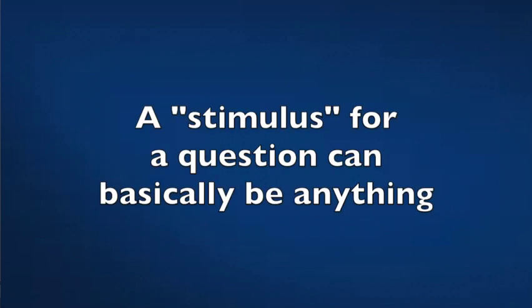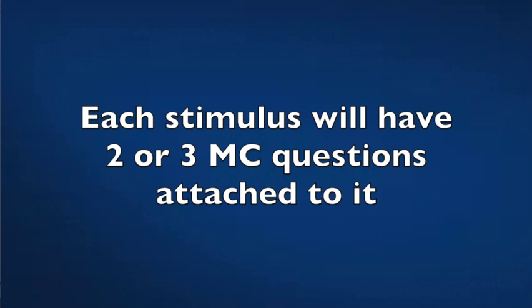Now, what will the stimulus be? The stimulus might be a primary source excerpt, a secondary source, a political cartoon, a chart, a map, a text of a law, a constitutional amendment. It can basically be anything. And usually there are 2 or maybe 3 multiple choice questions attached to each stimulus.